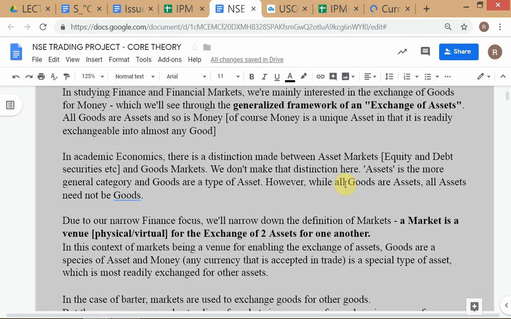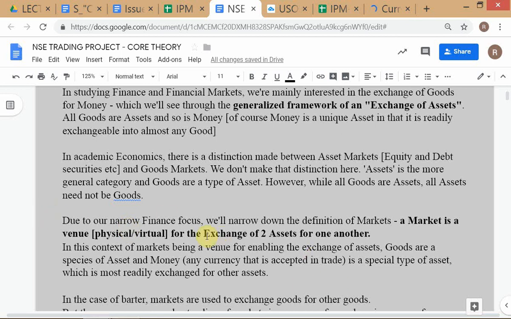The concept of asset includes goods. All goods are assets, but all assets need not be goods. Some of the assets are stuff like equities and bonds, equity and debt securities, which are not really goods in the layman's sense of the term. So the first definition that we encountered is that a market is a venue for the exchange of assets. This will be useful to bring structure to lots of other complicated problems.